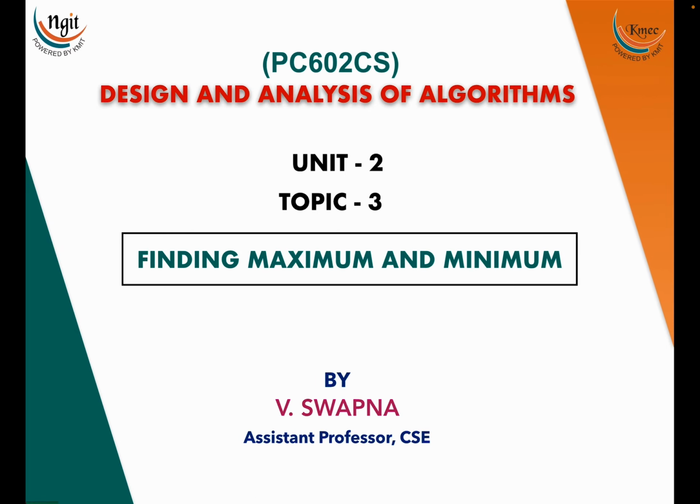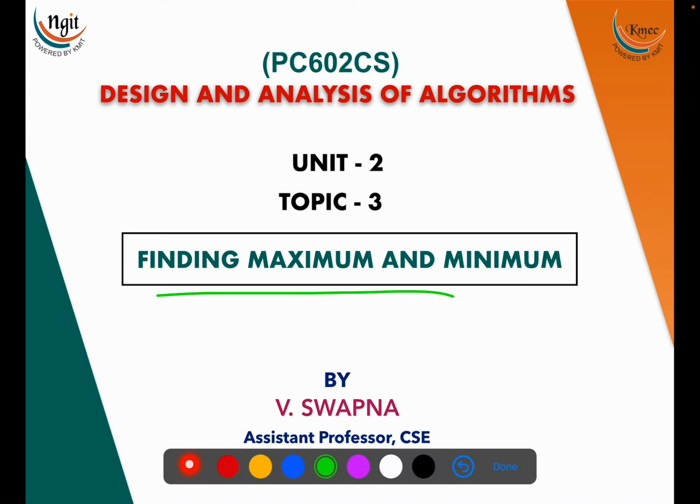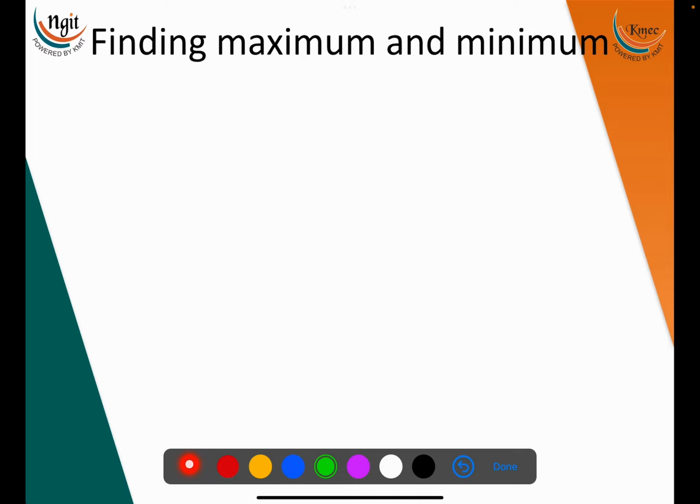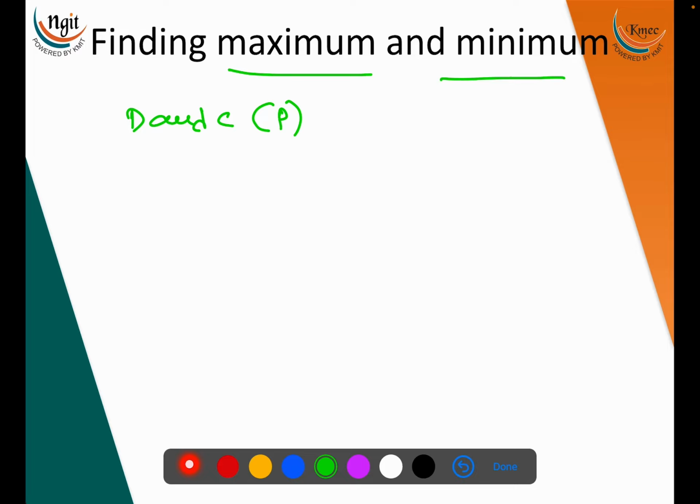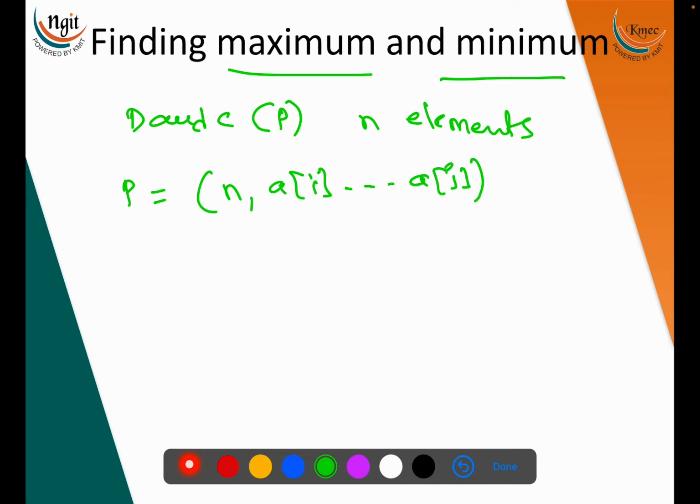Today we are going to understand the maximum and minimum finding problem. Let us consider another simple problem that can be solved using the divide and conquer technique: to find the maximum and minimum from a set of n elements. Let us consider the problem P equal to n comma a of i to a of j, which denotes an arbitrary instance of the problem. n is the number of elements of this list from a of i to a of j.